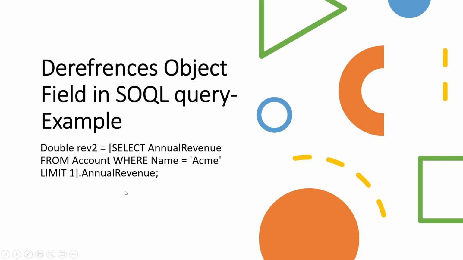So in this example, we are referring the annual revenue field on the account. The query is select annual revenue from account where name equals Acme, and we are limiting it to 1, and dot annual revenue. The annual revenue data type is double, so it will hold into a double, and we have given the variable name as rev2.